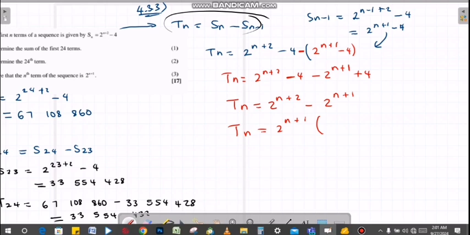If I remove 2 to the power of n plus 1 here, I'll be left with 2 to the power of 1. If I remove it here, I'll be left with 1 straight, so it's minus 1. Therefore, my Tn will be equal to 2 to the power of n plus 1. Then finished.